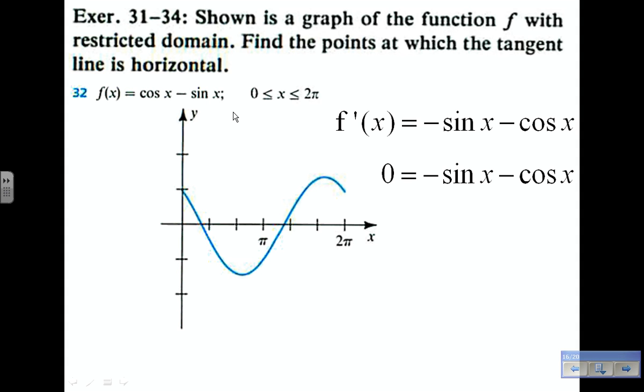Do you want me to pick you? I will pick you. Take a look at how to read this equation. Negative sine minus cosine equals 0. That means sine and cosine have to be opposites, don't they? Where are sine and cosine opposites out in the unit circle?